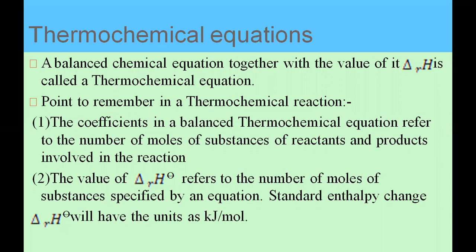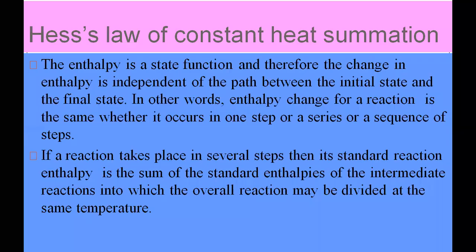Points to be remembered in thermochemical reactions which we have to consider: first, the coefficients in a balanced thermochemical equation refer to the number of moles of substance of reactants and products involved in the reaction. Second, the value of delta r H theta refers to the number of moles of substance specified in the equation. Next, the standard enthalpy change delta r H theta will have the unit kilojoule per mole, right?